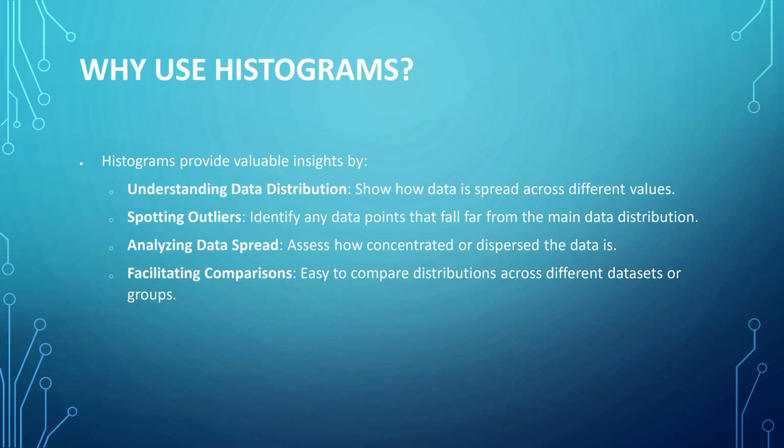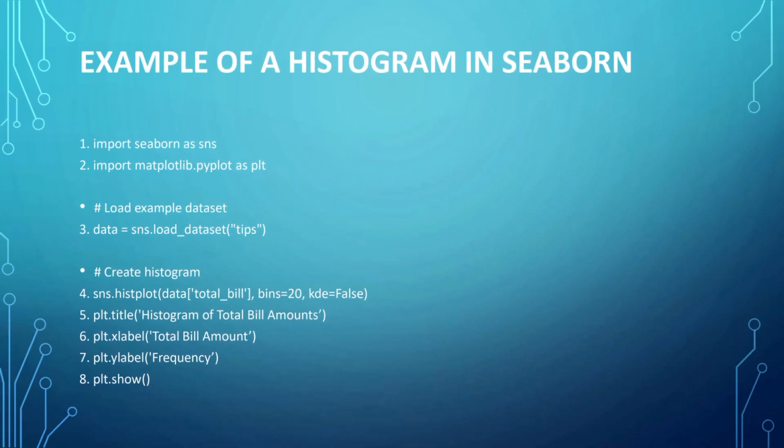Histograms also allow us to analyze data spread, providing insights into how concentrated or dispersed the data is across various ranges. Finally, they facilitate comparisons between different datasets or groups, making it easier to see differences in distributions at a glance. By using histograms, we gain a clearer understanding of the data we are working with, which is essential for effective analysis. Now let's look at a practical example of how to create a histogram using Seaborn.